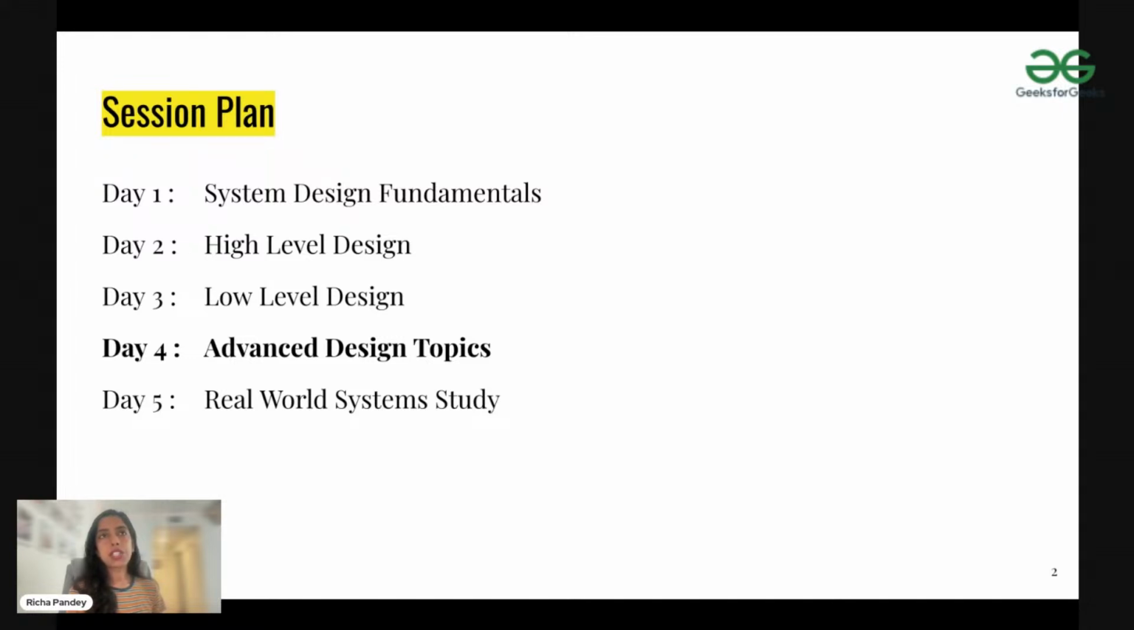So for today's session, the agenda is to cover the advanced topics related to system design. These topics are not that elementary, but these are very crucial for any system out there. Any real time system out there pretty much uses all of these topics that I'm going to discuss today. Whenever you are designing, it primarily comes under high level design, but it is not a preliminary high level design. It is a bit more advanced than what we covered on day two.